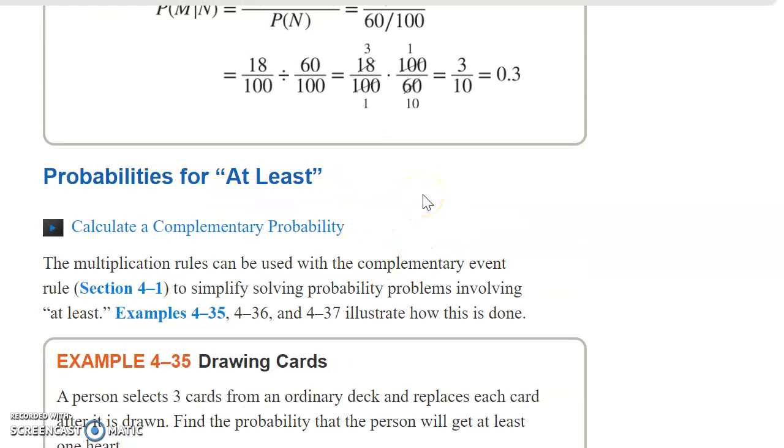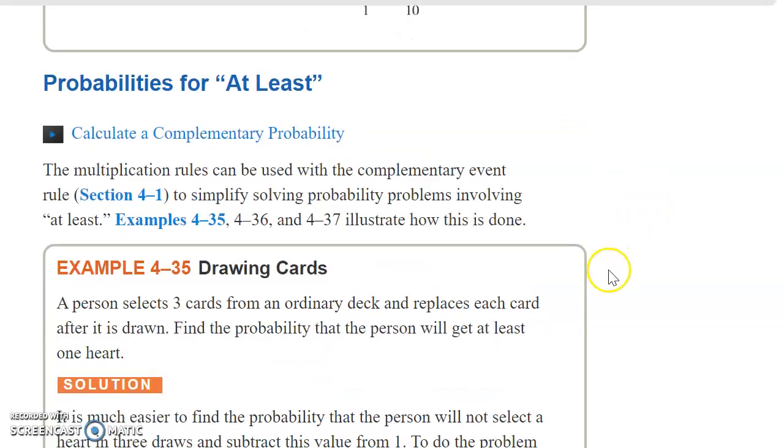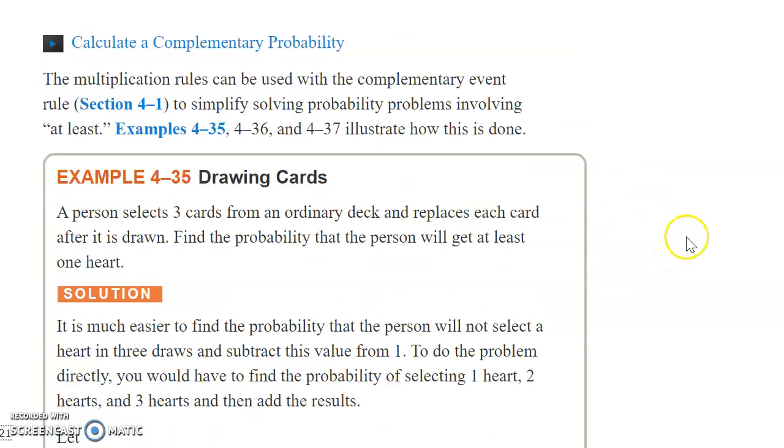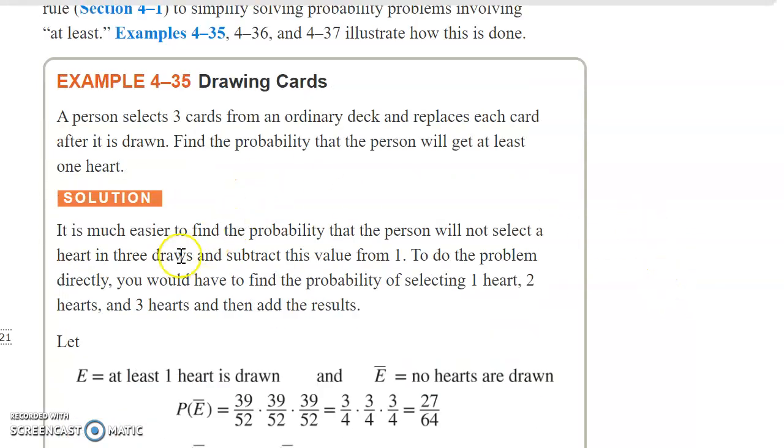Okay, so I want to move on because I need to get into this other concept here, probabilities of at least. The concept here is we're going to use the complementary probability that we talked about previously, okay? And remember, the complementary means everything else, okay? Let's just stick to their examples.